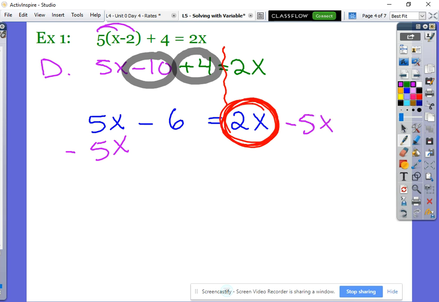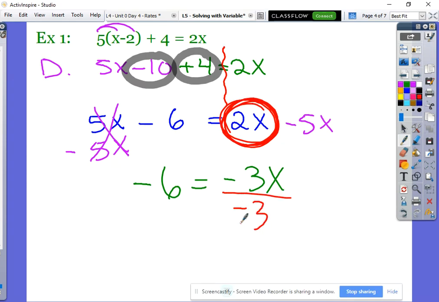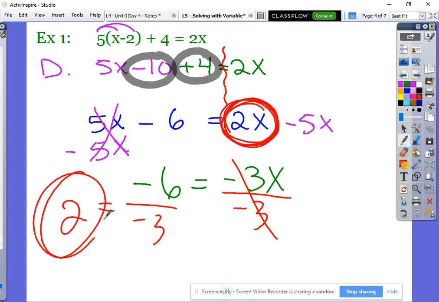And now from here, this cancels out. So we're now left with negative 6 equals negative 3x. And then once you have that, our last piece is to divide by negative 3. So we're dividing by negative 3. That equals 2. So there we go. There's our answer, and that's our first one. So let's keep practicing.